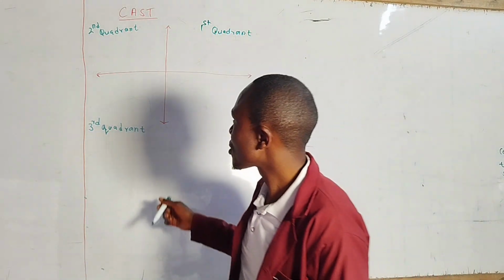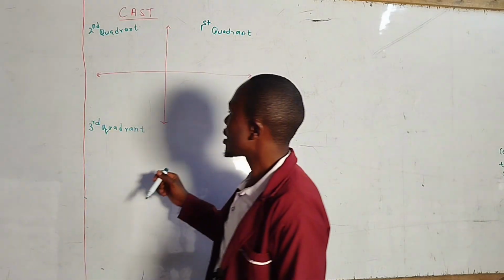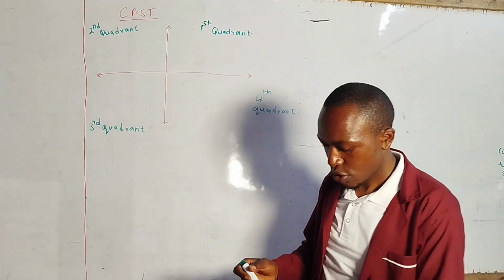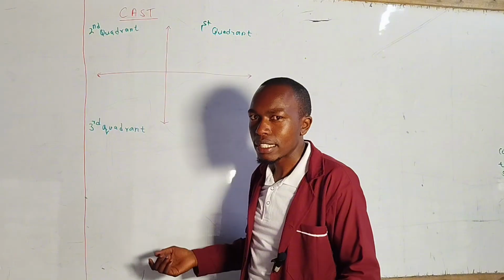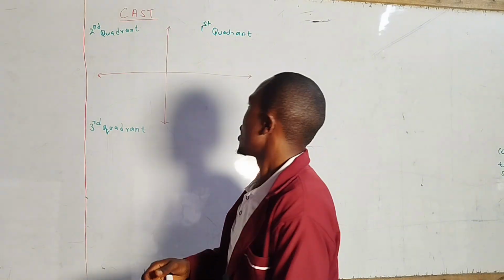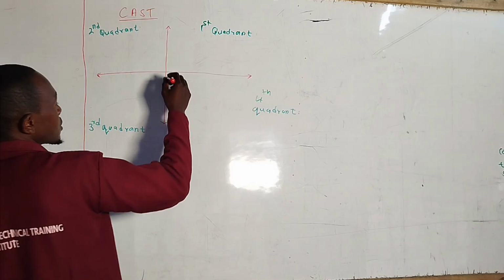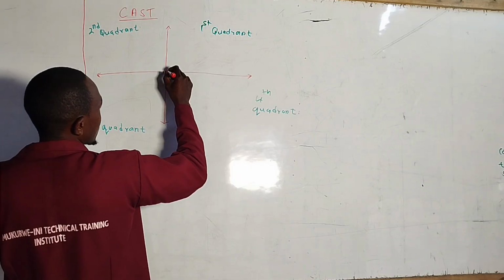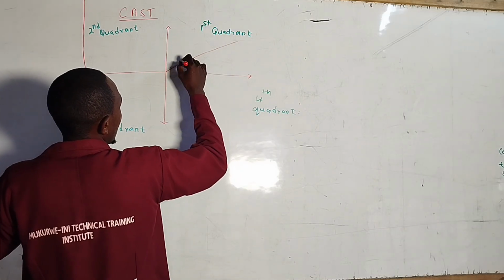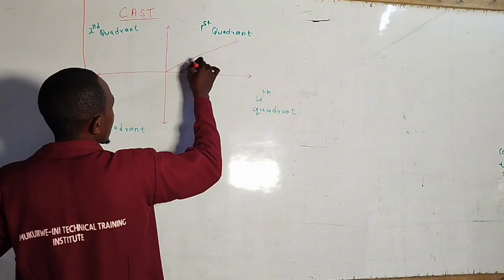Today, I want us to talk about something called CAST under trigonometry. So what is CAST and what do you mean by CAST? That is what I want us to talk about. I want us to represent 30 degrees. Let's represent 30 degrees in the first quadrant, so that at that point here, I'll have my 30 degrees there.